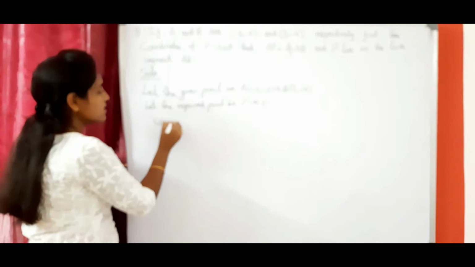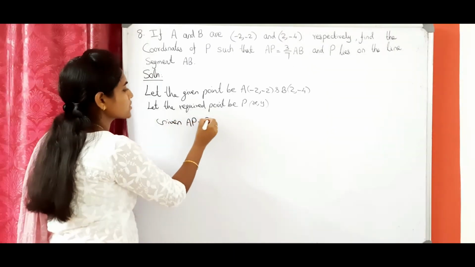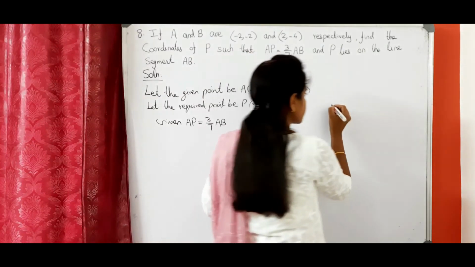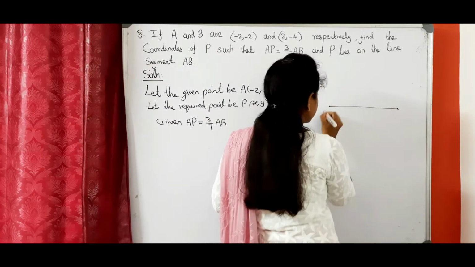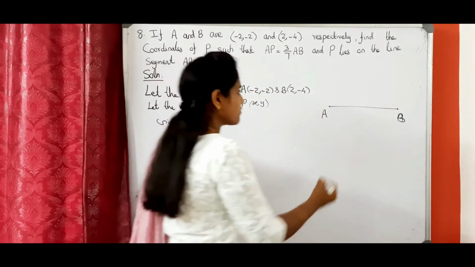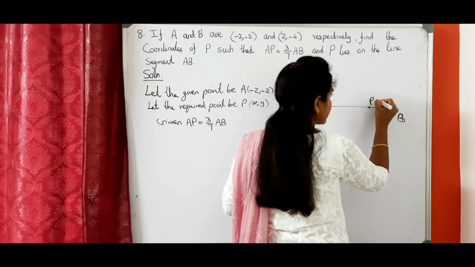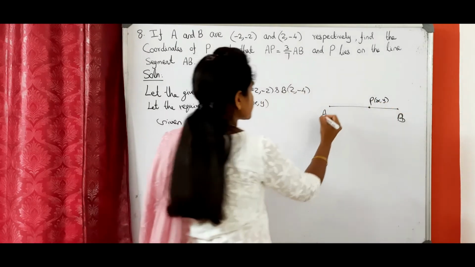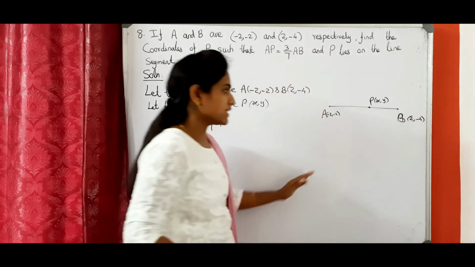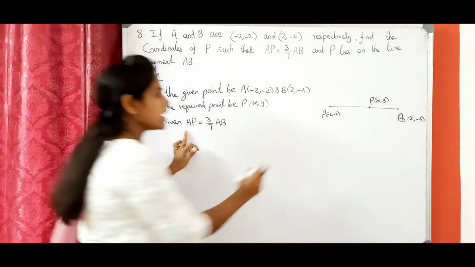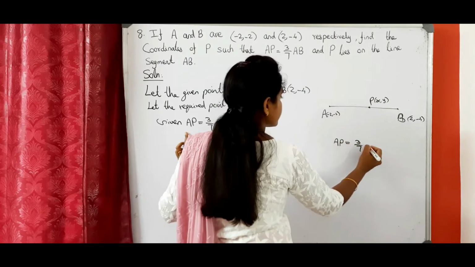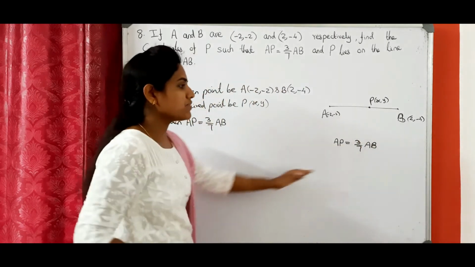They have given AP equal to 3/7 into AB. From here we need to find the ratio. They have given the points A (-2, -2) and B (2, -4), and we need to find the coordinates of P. Along with that, they have given AP equal to 3/7 of AB.